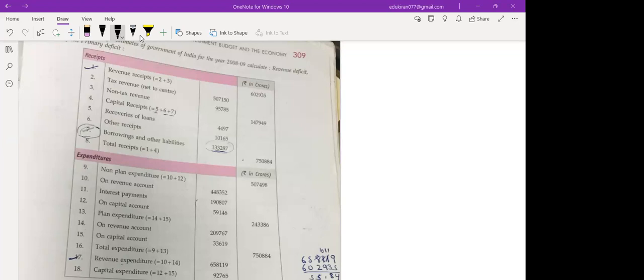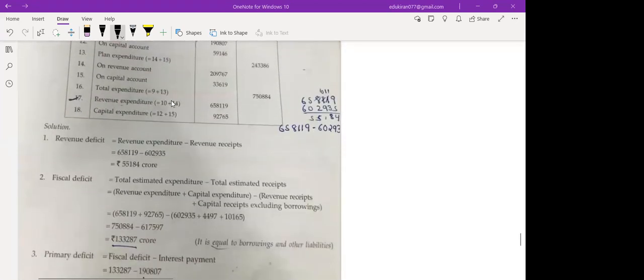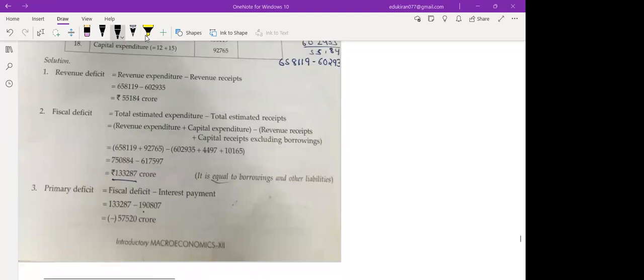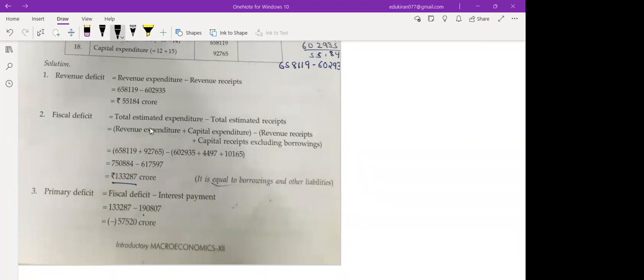Okay, so what did you people get? Ma'am, I got minus 57,520 crores. Both of you got the same answer, 57,520? No? I took the interest payment wrong. I wrote the values wrong. Just check where you made the mistake.